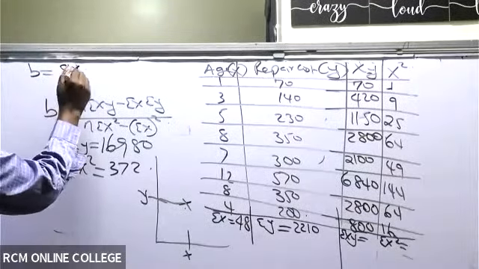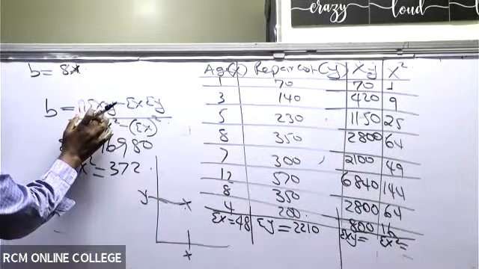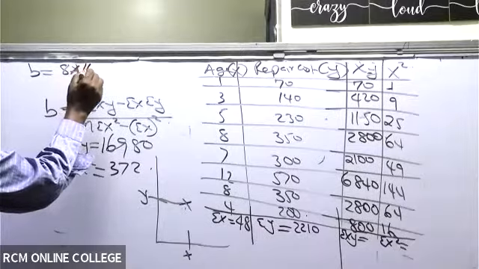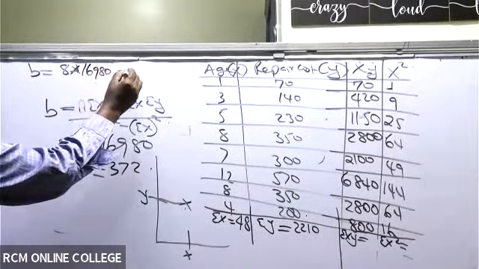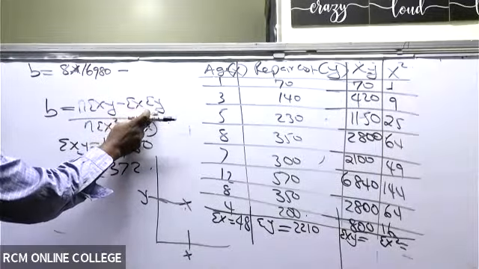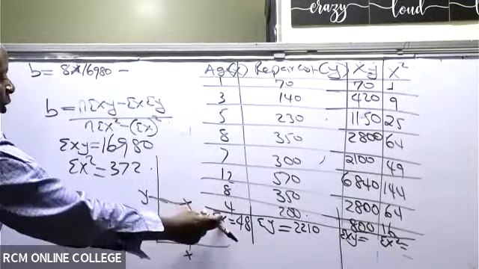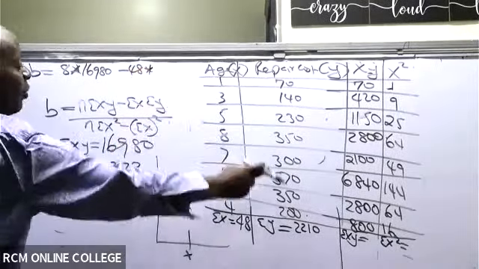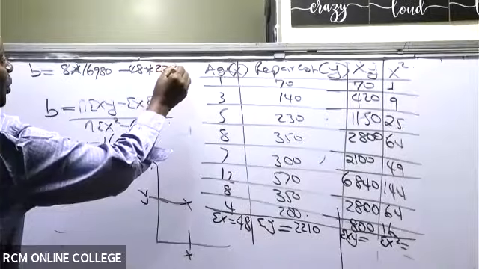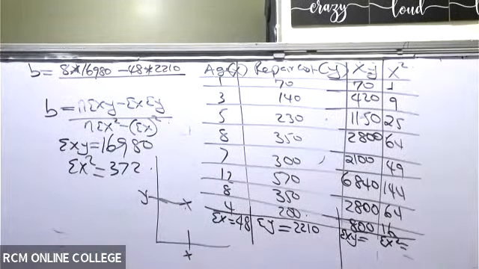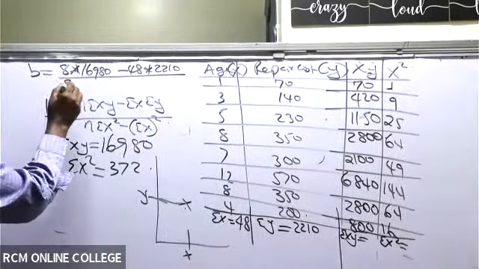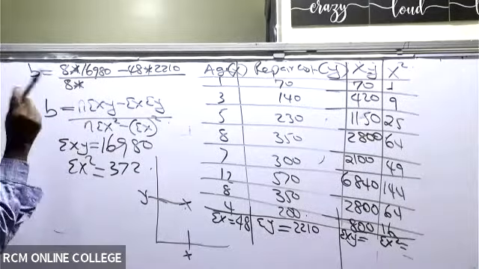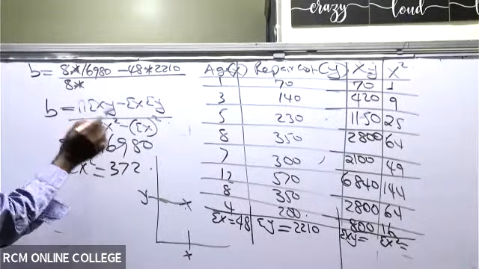So 8 times sum of xy, which we have here, is 16,980, minus sum of x, which is 48, times sum of y, which is 2210. All over n again, which is 8, times summation of x squared. Summation of x squared, don't take this x here.